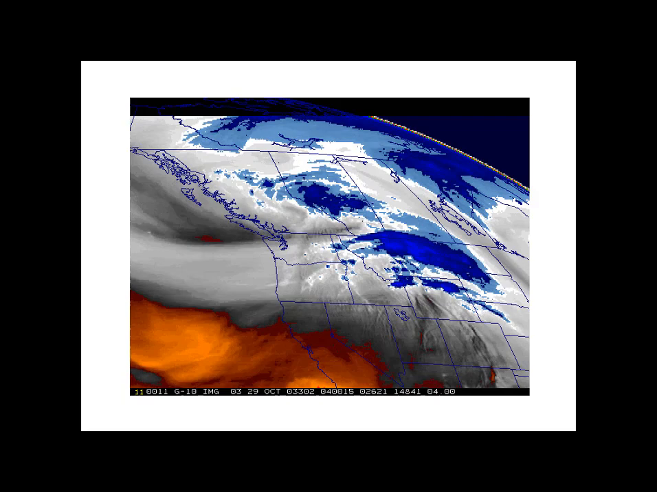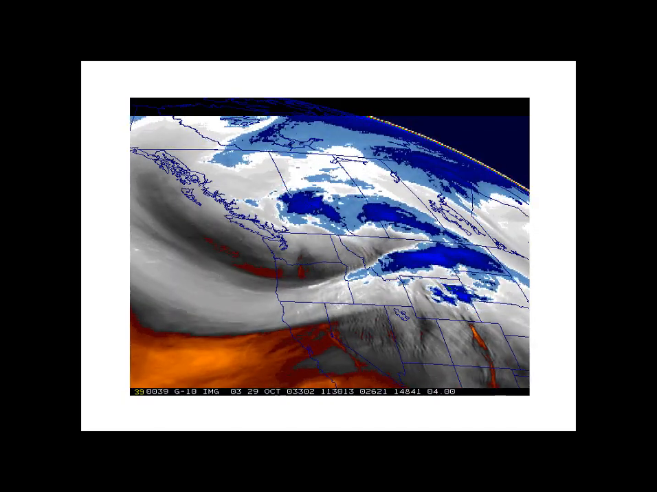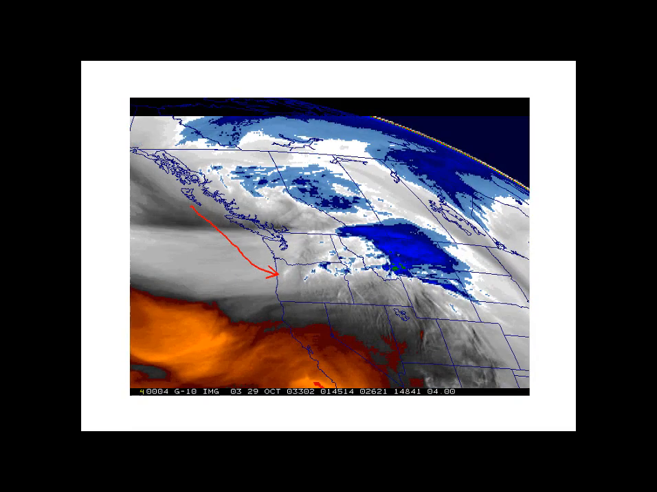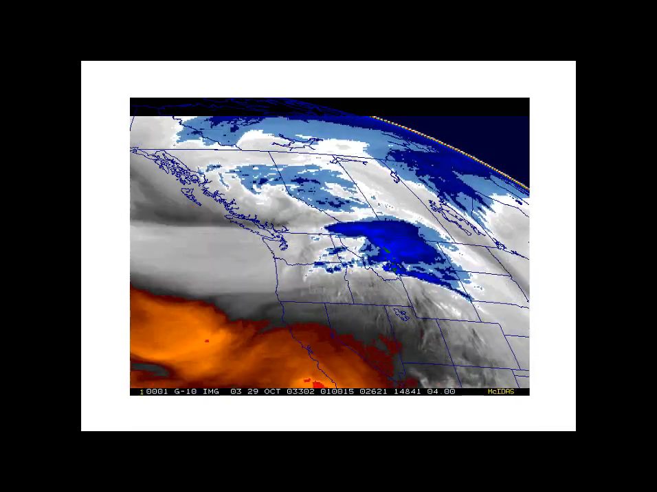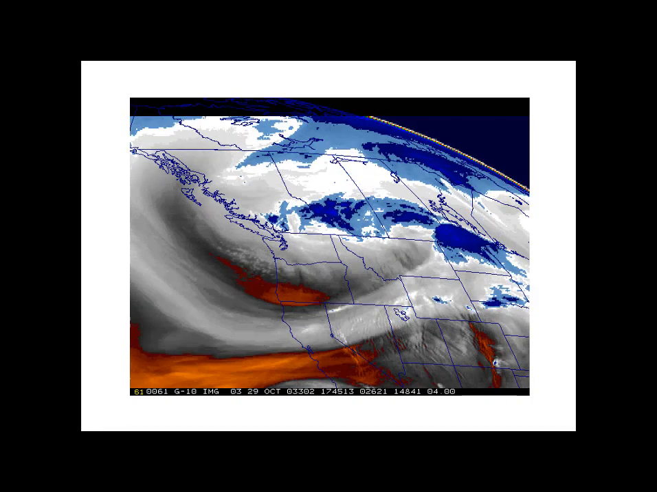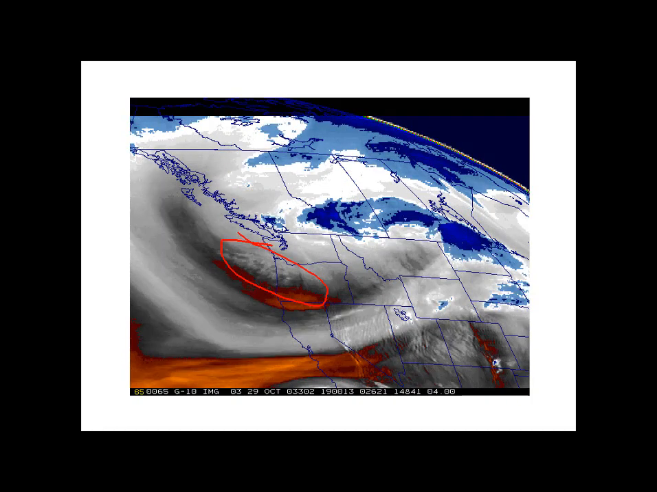Also noticed by the later half of this loop, a short wave coming into Oregon, and what I'll do is just stop the loop and go to the end of that, and you can see that short wave moving into Oregon here by the end of that loop.